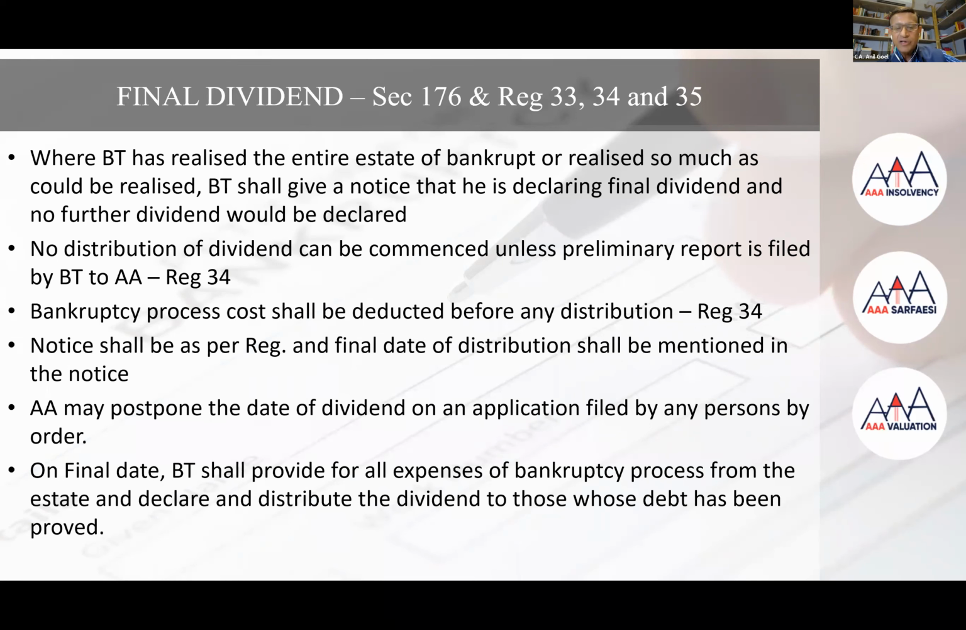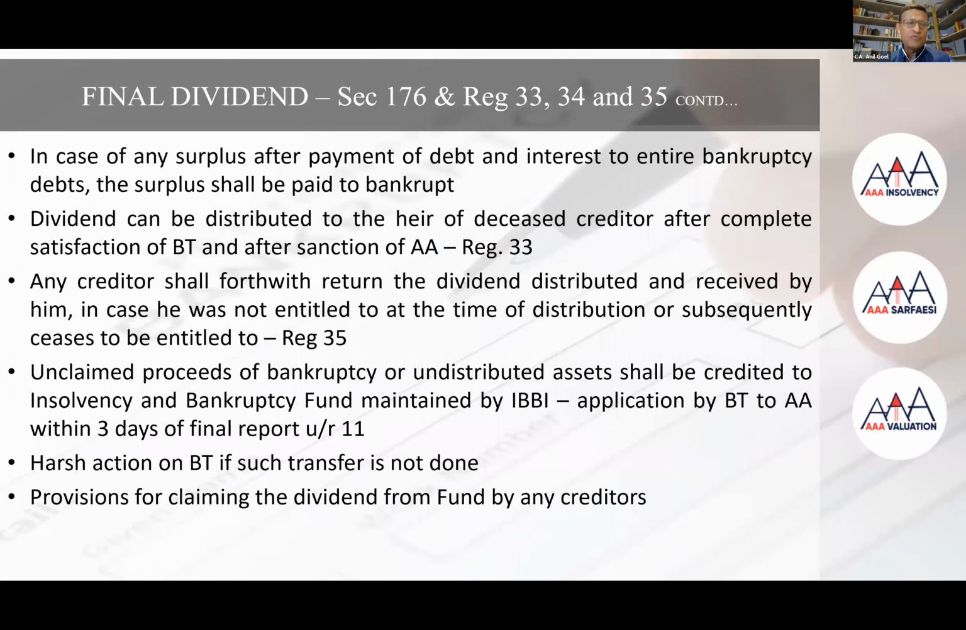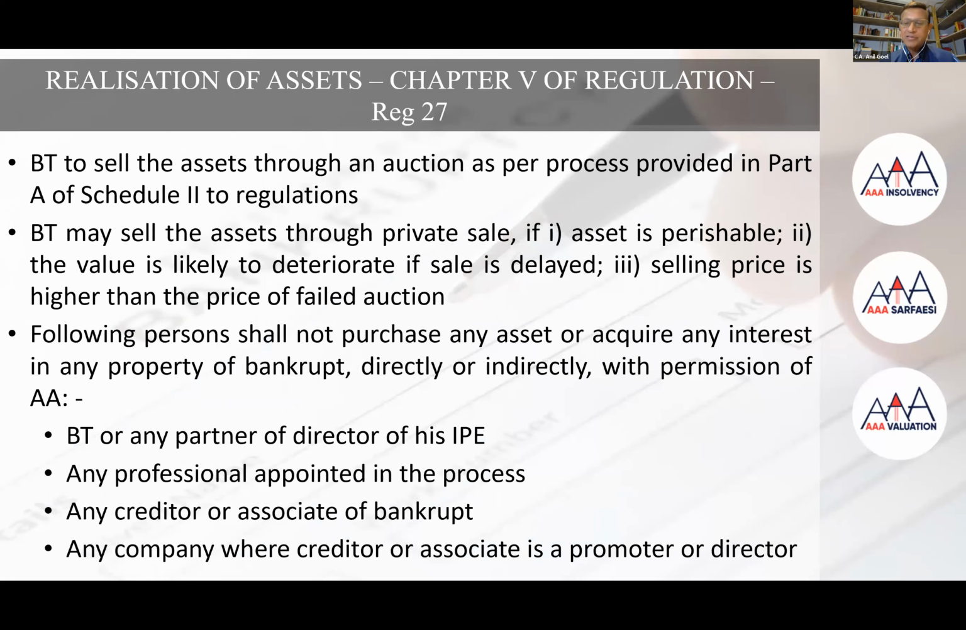The adjudicating authority may postpone the date of dividend on an application filed by any person, because this is also a kind of process like the final dividend. So on the final date, the BT shall provide for all expenses of the bankruptcy process from the estate and declare and distribute the dividend to those who have been approved. So these are the provisions of final dividend. There is a process of declaring a final dividend, and in that an application has to be submitted to the adjudicating authority. That final dividend is the kind of last chapter in the bankruptcy of individuals.